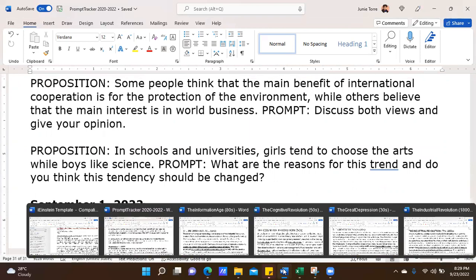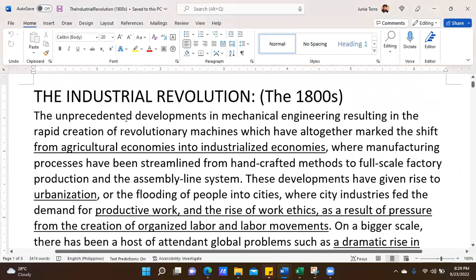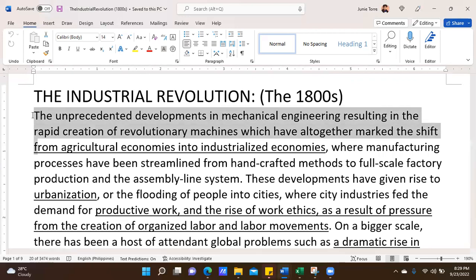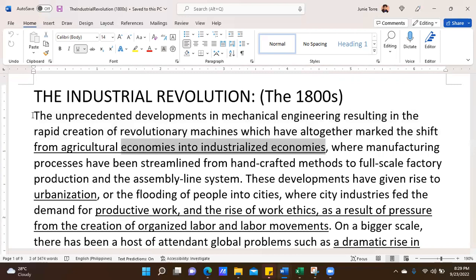Okay. Let's begin with the Industrial Revolution. The unprecedented developments in mechanical engineering resulting in the rapid creation of revolutionary machines which have altogether marked the shift from agricultural economies into industrialized economies. So these underlined words, guys, these are the prompts. They appear in prompts.